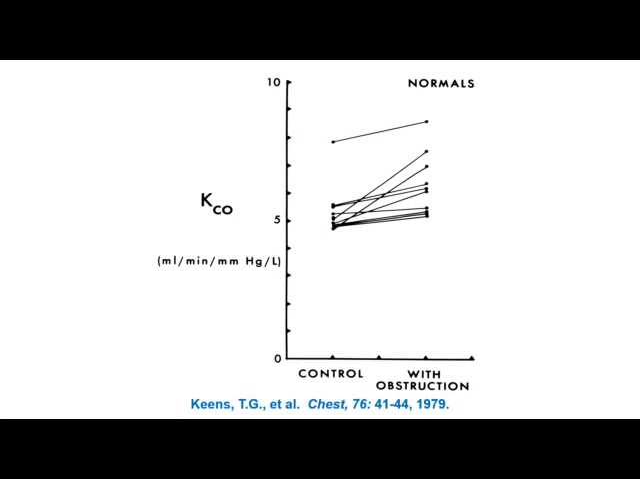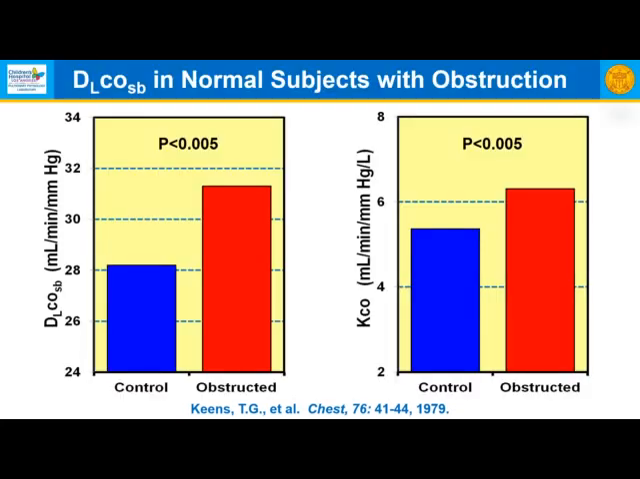Each line is an individual patient. You can see that virtually everybody went up with obstruction. So with airway obstruction, their KCO went up. Now, I will just add that we corrected these for flow rates. With obstruction, obviously, we couldn't inspire or exhale as fast. We had a flow meter and had people match these flow rates in the control situation. So that was not the difference. And in fact, if we look at the DCO in the control versus obstructed, you can see the difference here. And the KCO control versus obstructed, you can see the difference here. In both cases, statistically significant.